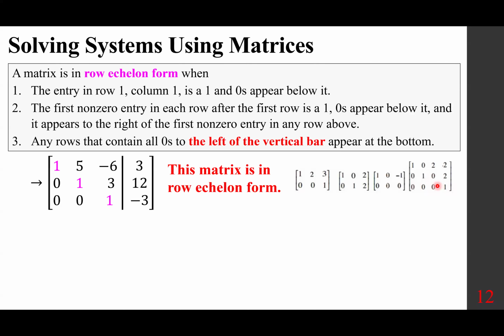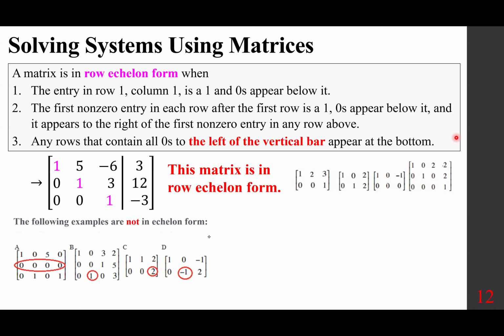The next one, okay, the first non-zero entry is 1, below there is nothing, above is any number is fine. That's why it's not reduced row echelon form. If by any chance these two were zeros, then we would say it's a reduced row echelon.